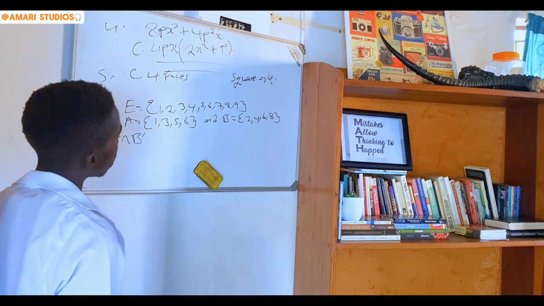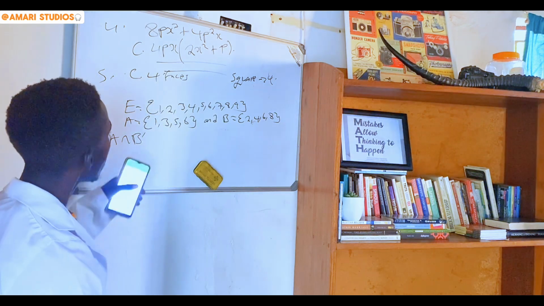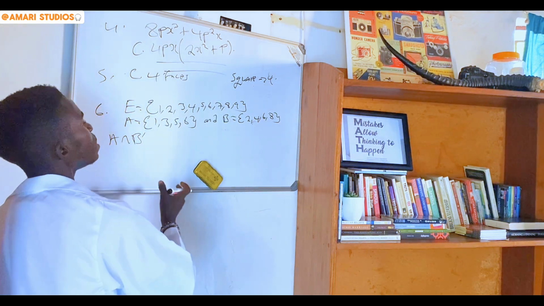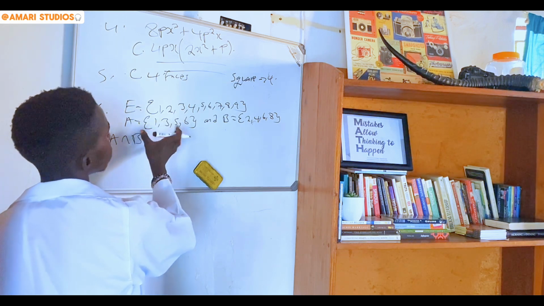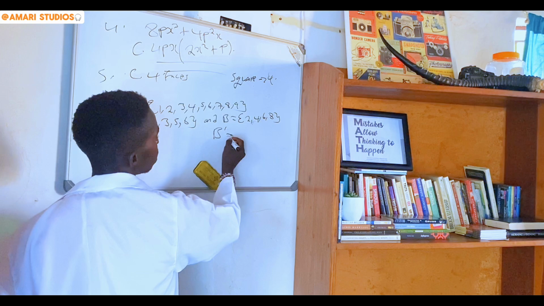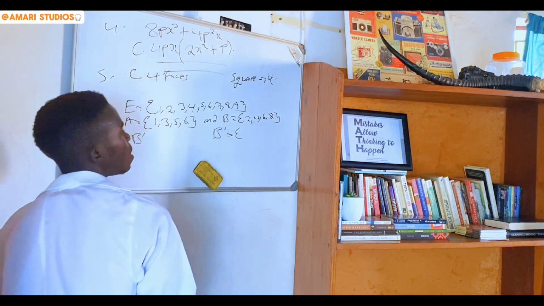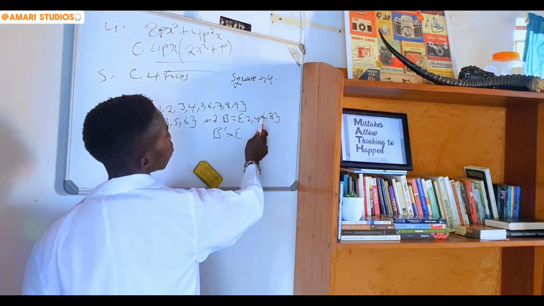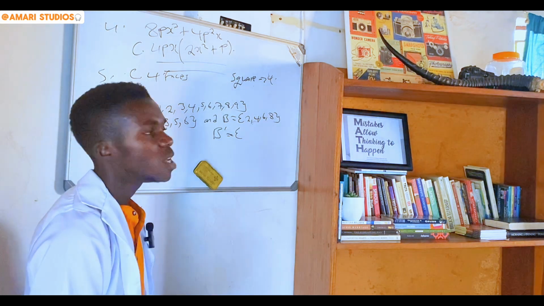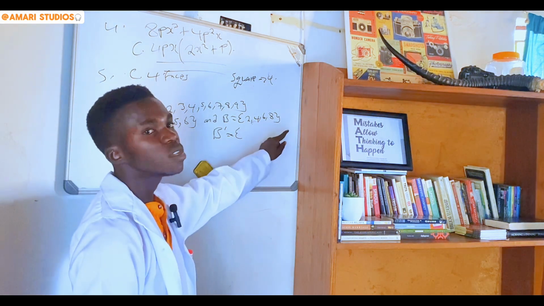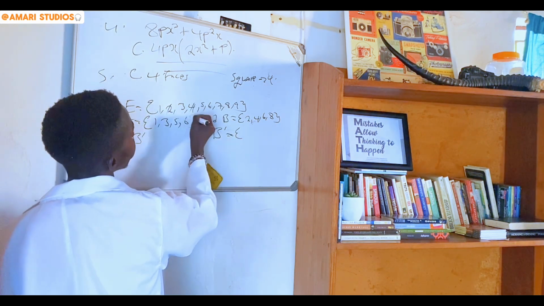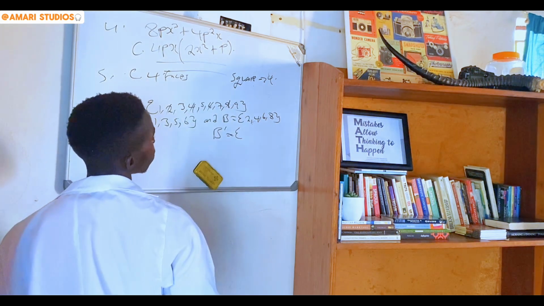So for us to list A intersection B complement, we need to have the set that is representing B complement. Remember, the complement means the members that were not found in B. So now B complement will be listed as follows. As you can see, the numbers that are in set B are 2, 4, 6, and 8. For us to list B complement, we're going to write numbers that were not found in set B. So let's remove 2, 4, 6, and 8 from the mother set.